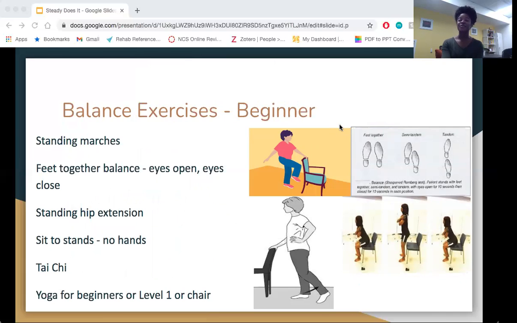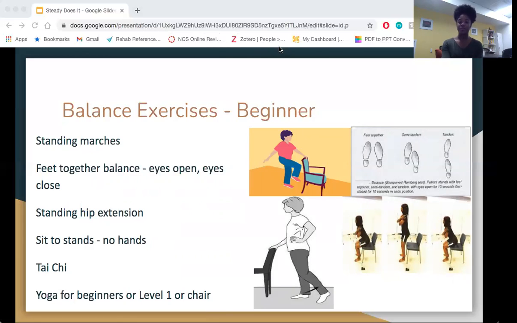Now we'll talk about those balance exercises, and we'll start off with the ones for beginners. Standing marches are wonderful for balance. In order to do this safely, maybe you place a chair in front of you in order to help maintain your balance. You can tap your fingers on the chair or keep your fingers there on the chair just for increased balance.